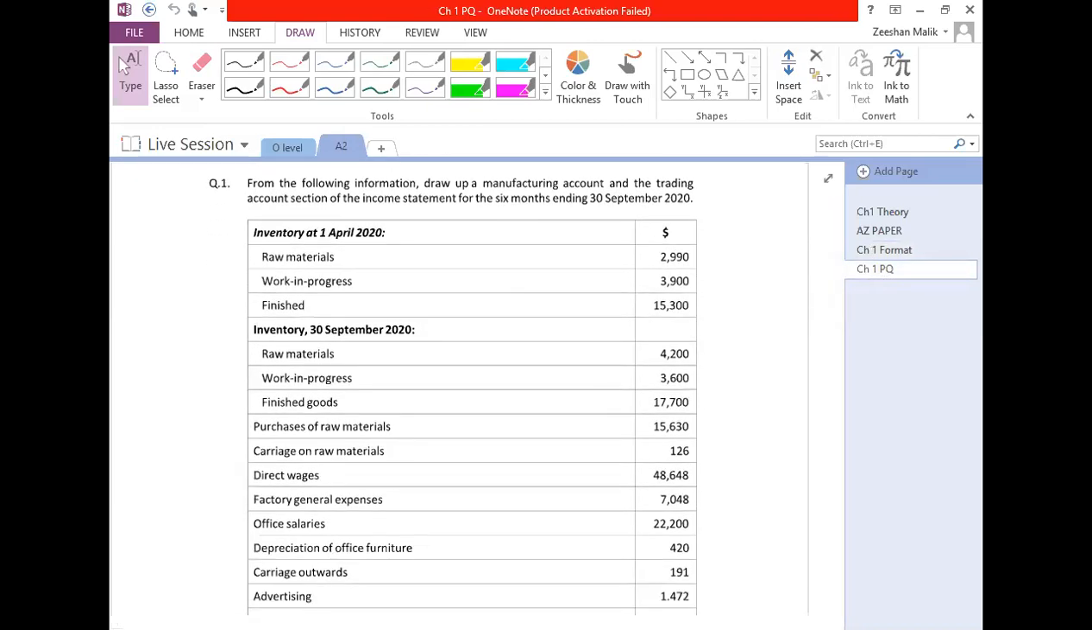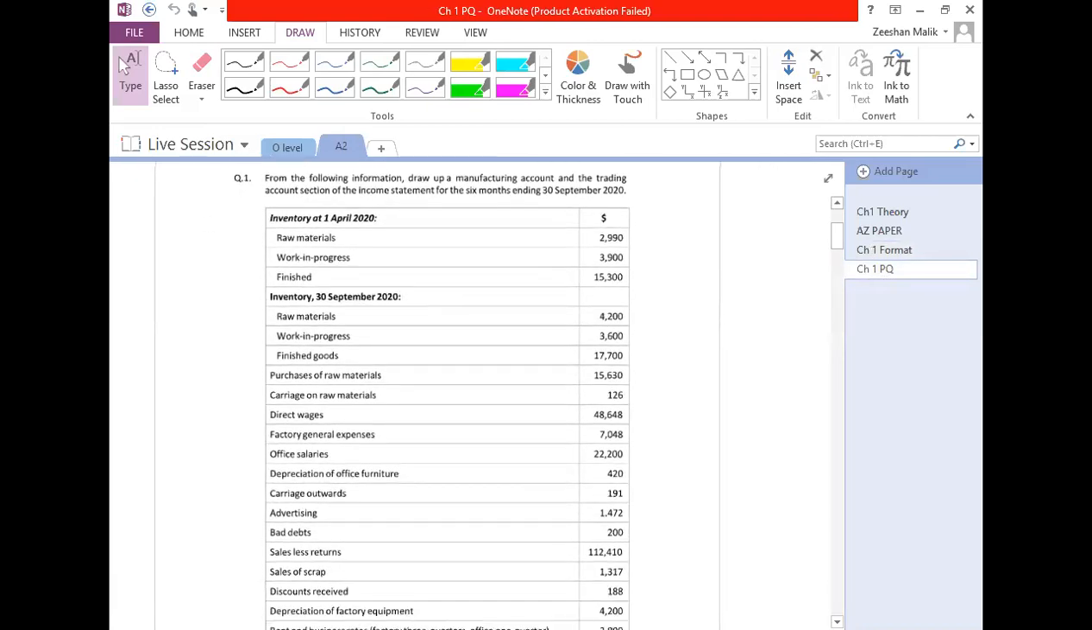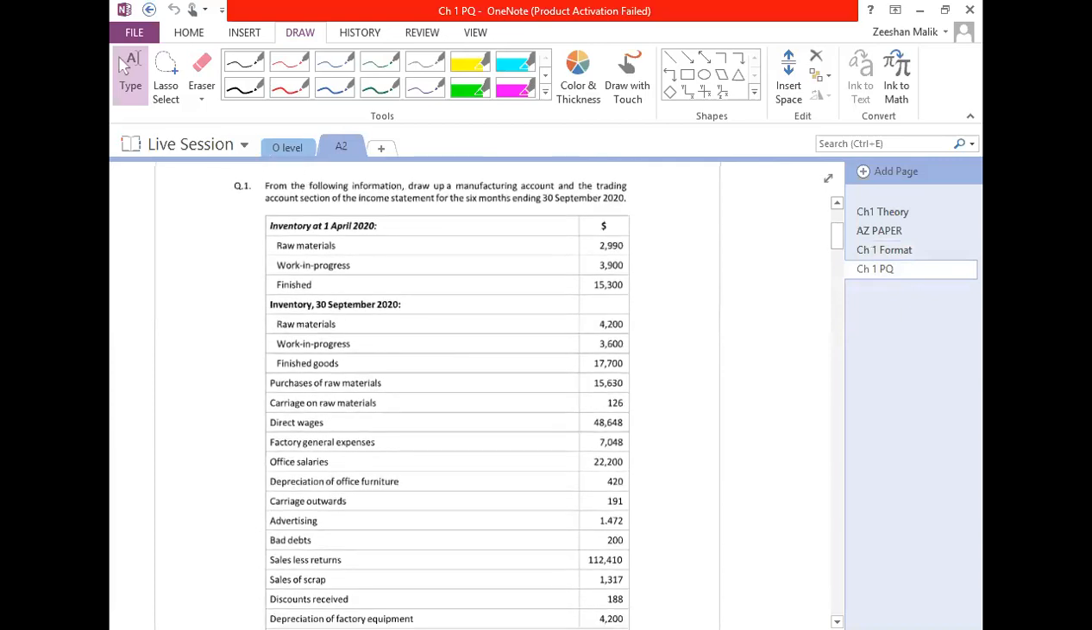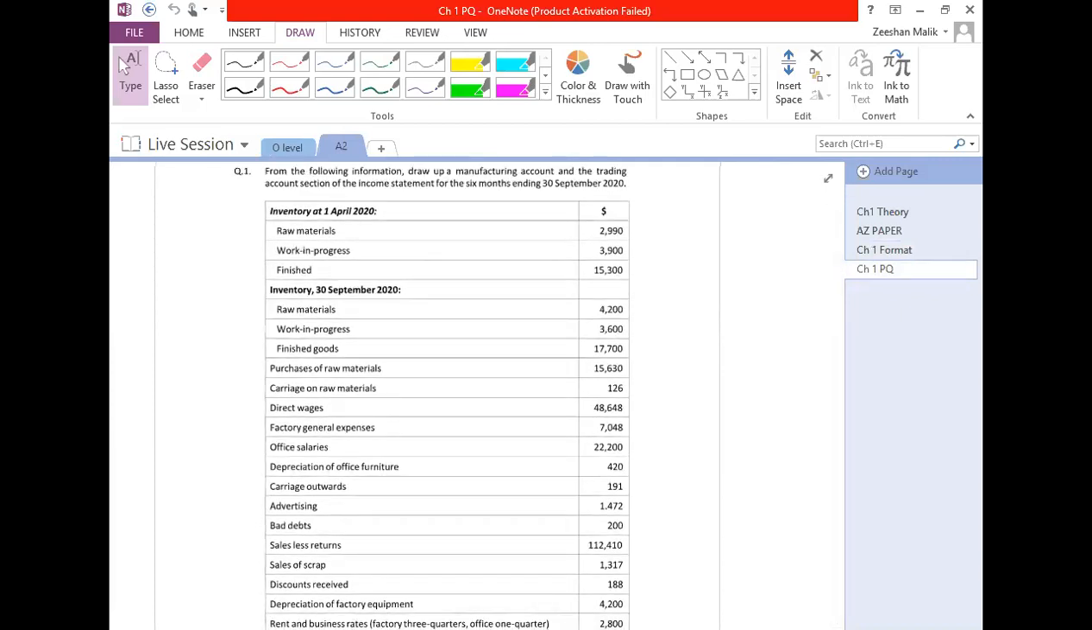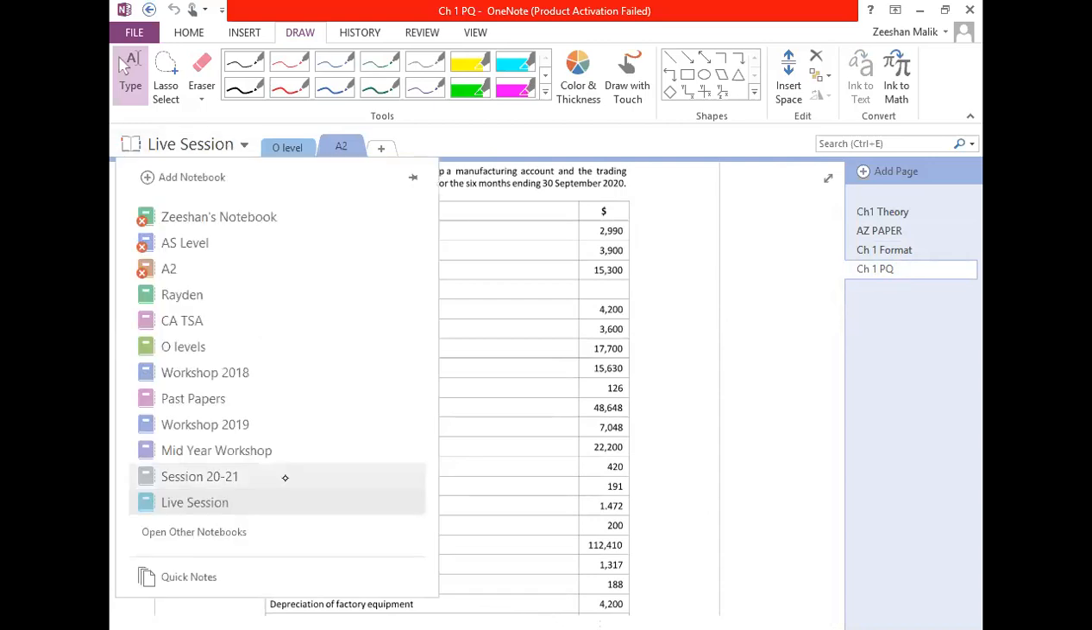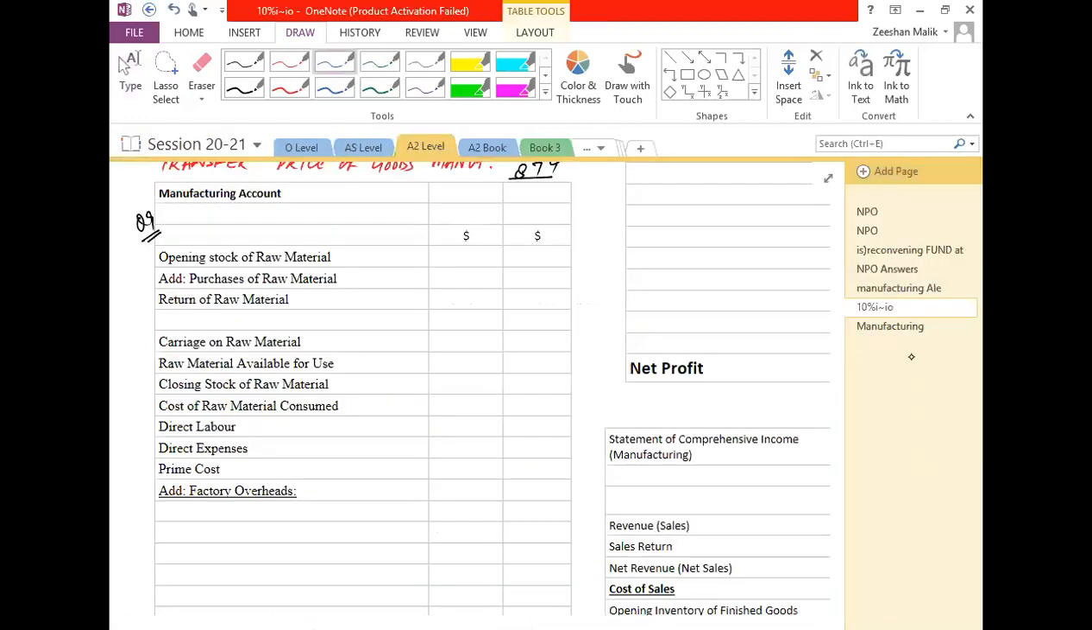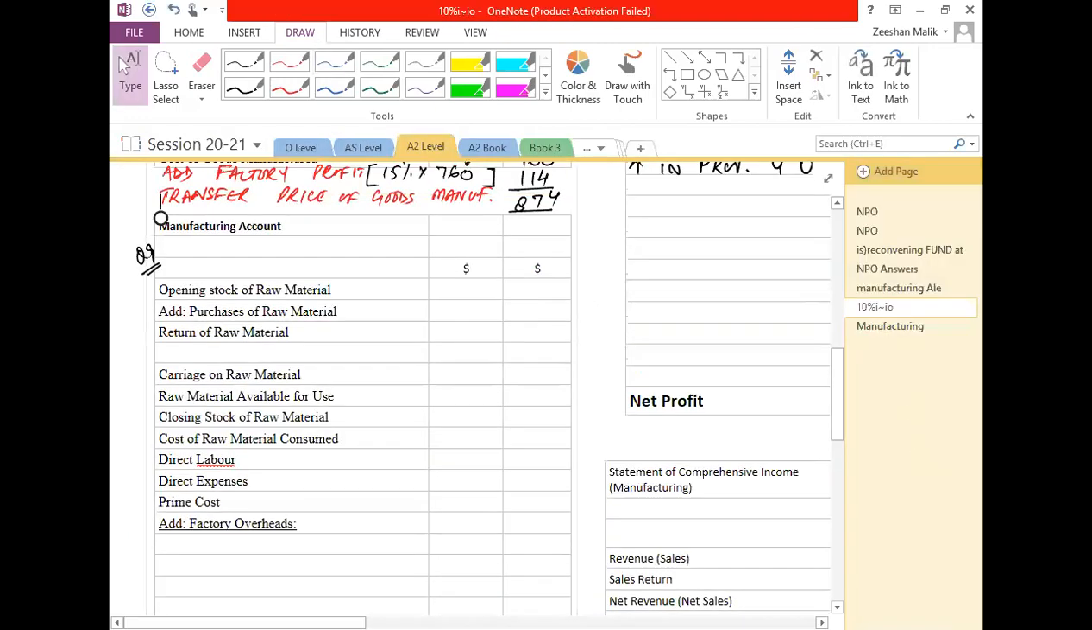Here we go for the first question. Question number 1, practice question. From the following, draw up the manufacturing account. Let me pick up the format.